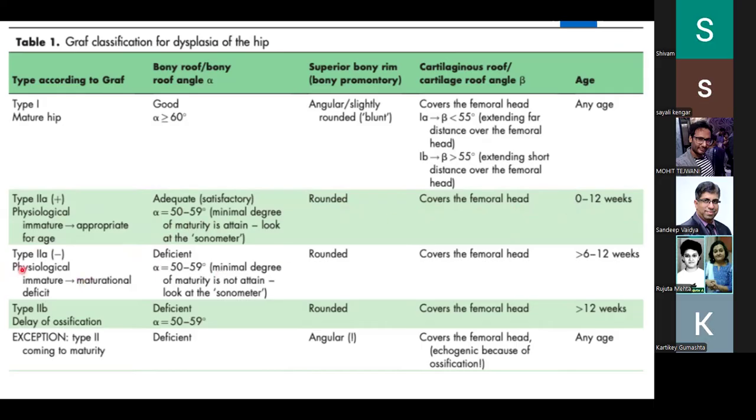Type 2A minus is physiological, immature, but maturationally deficient. The bony roof is deficient. The alpha angle is 50 to 59 degrees. The cartilaginous roof covers the femoral head, and it is seen between 6 to 12 weeks of age. Type 2B has delayed ossification, a deficient bony roof, and an alpha angle of 50 to 59 degrees, and it is seen at more than 12 weeks of age.